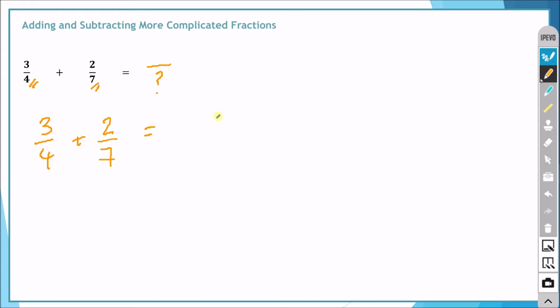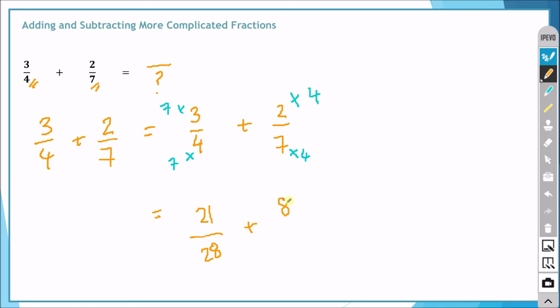Well, what we can do is this. If we take 3 over 4 and we multiply the bottom by 7, which means that we also have to multiply the top by 7, and we take 2 over 7 and we multiply the bottom by 4, which means you also have to multiply the top by 4, we can see that we can make the denominators the same. So 3 times 7 is 21 over 4 times 7, which is 28, plus 2 times 4 is 8, over 7 times 4 is 28.